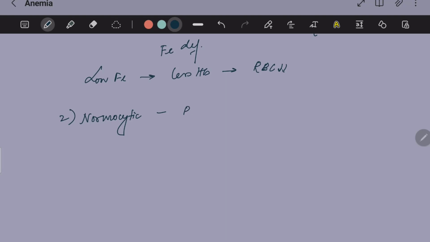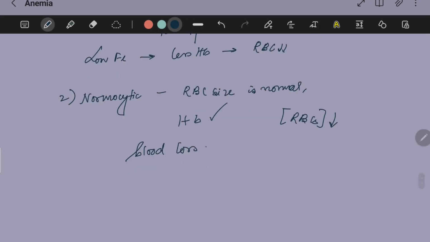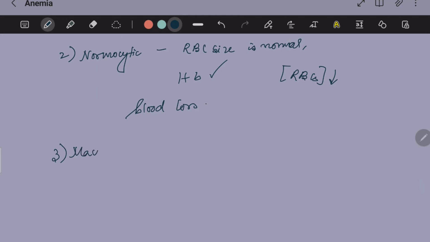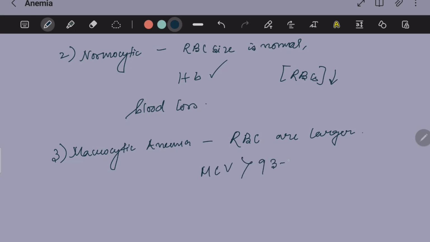Second morphological classification is normocytic anemia. Normocytic anemia is when the RBC size is normal. Hemoglobin content is also normal, but the count of RBCs is decreased. For example, in case of blood loss. Number 3 is macrocytic anemia. In this case, the RBCs are larger in size. The mean corpuscular volume is more than 93 to 94 cubic microns. For example, in case of megaloblastic anemia.